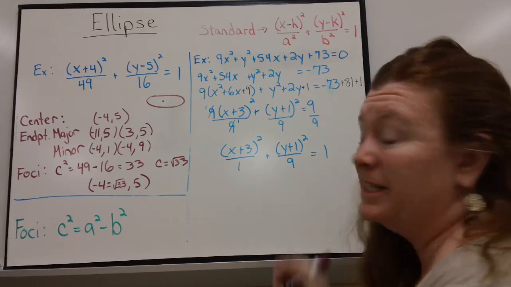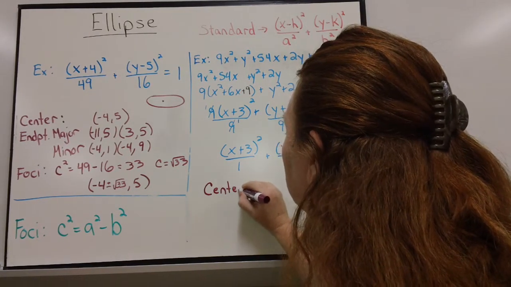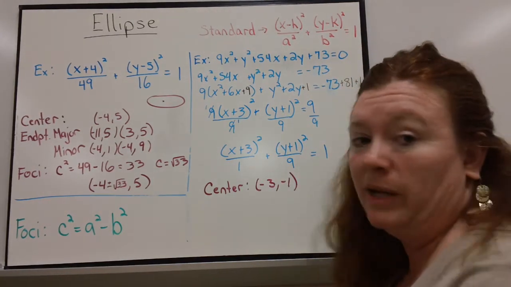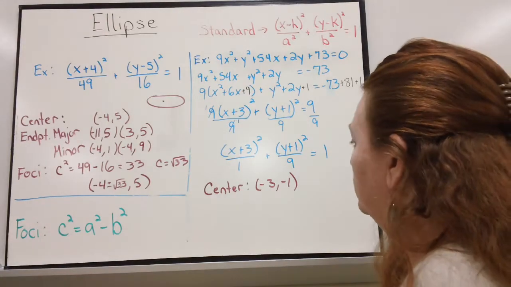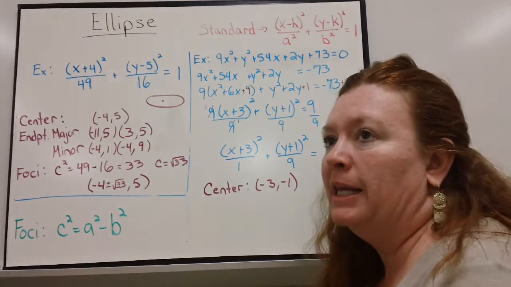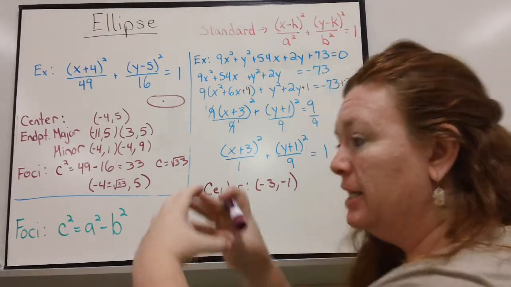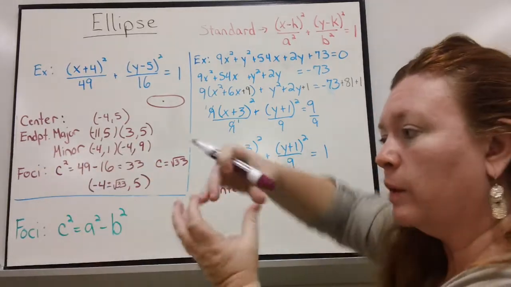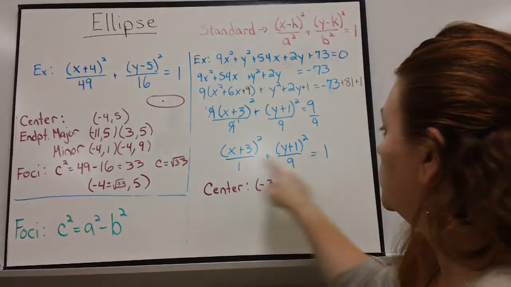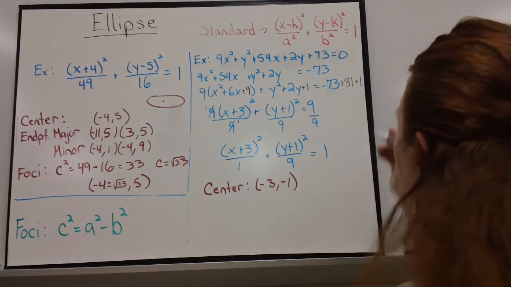All right, the first one's the easiest. That is the center. And that is going to be at (-3, -1). All right? Now, which direction is the major axis of my ellipse? Is it a horizontal major axis or a vertical major axis? Remember, it's the one that's larger. Which one is larger? Oh, the 9 is larger. So that means this one is going to look more like this.